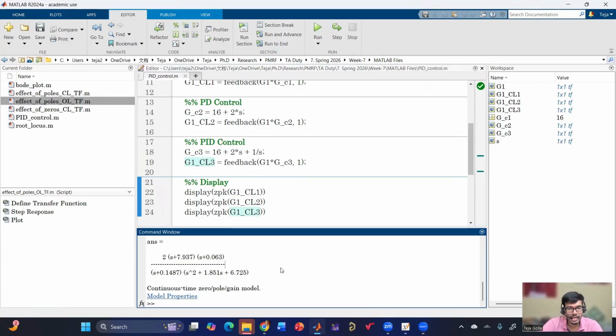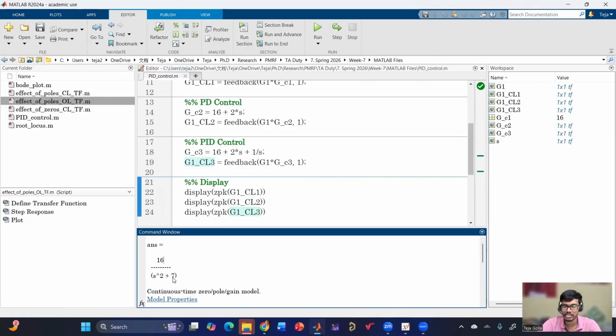In the first case, closed loop 1, we are getting 16 by S square plus 7. So the maximum we can do is marginally stabilize the system, not fully stable. In the second case, 2 into S plus 8 by S square plus 2S plus 7, it is stabilized. But we have seen the step response: it cannot achieve zero steady state error. Again, you can give the step response and check whether it is reaching or not. But I'm not going into those details because we have to cover the other concepts as well.